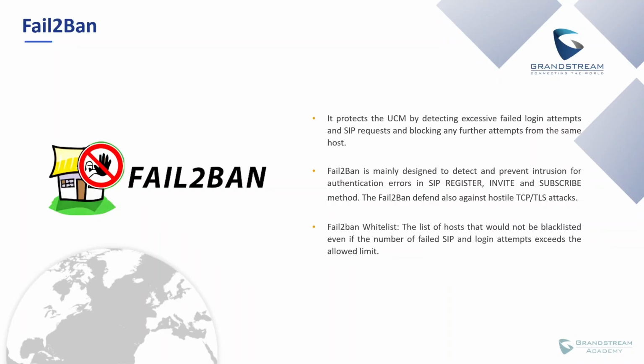Fail to ban feature on the UCM provides intrusion detection and prevention for authentication errors in SIP register, invite, and subscribe. Once the entry is detected within max retry duration, the UCM will take action to forbid the host for a certain period configured by the administrator. This feature helps prevent SIP brute force attacks to the PBX system. The fail to ban also defends against hostile TCP and TLS attacks. When the number of registration attempts by an IP address exceeds the user-defined value, the address will be banned from accessing the UCM web portal, preventing further access attempts.